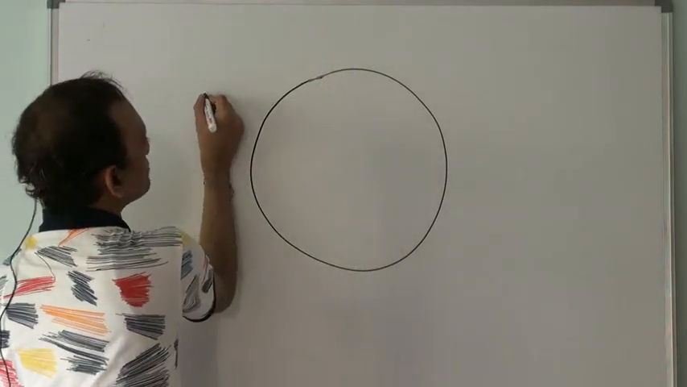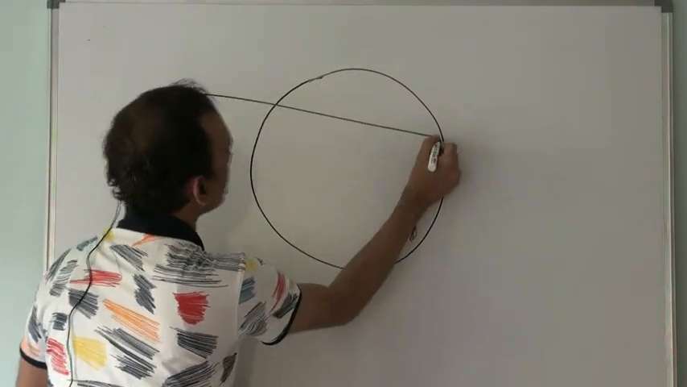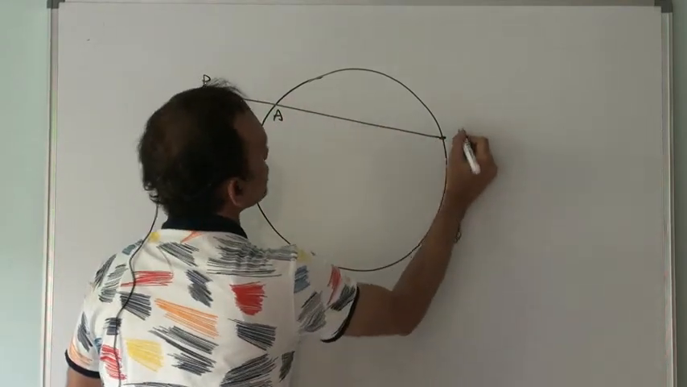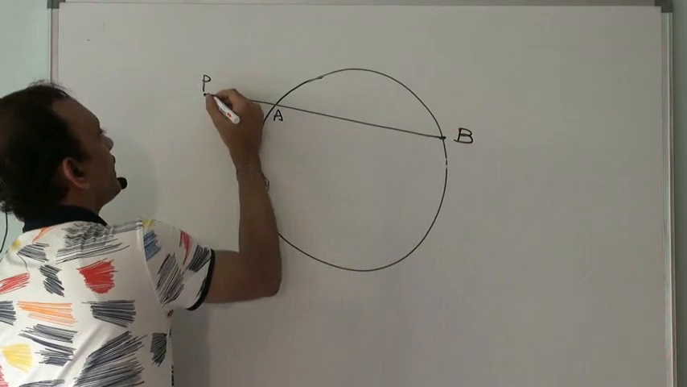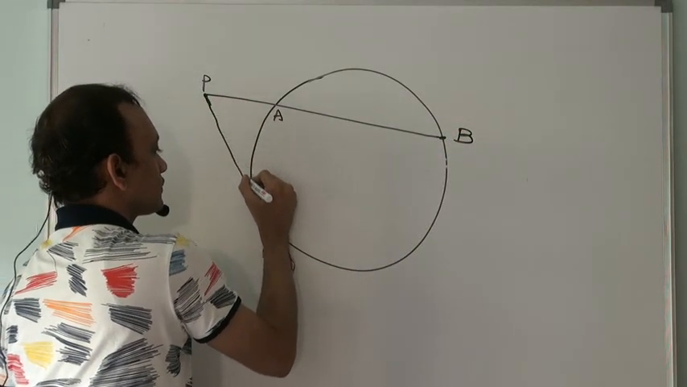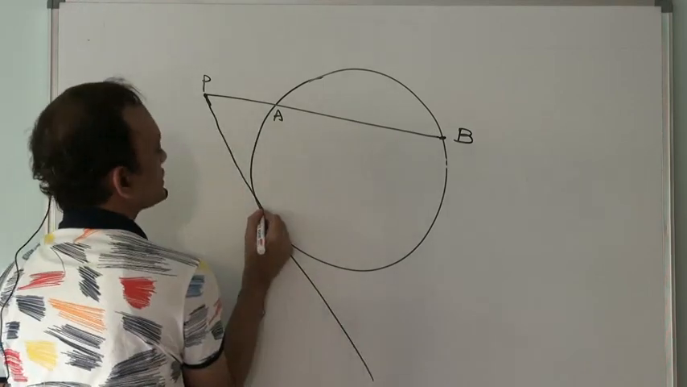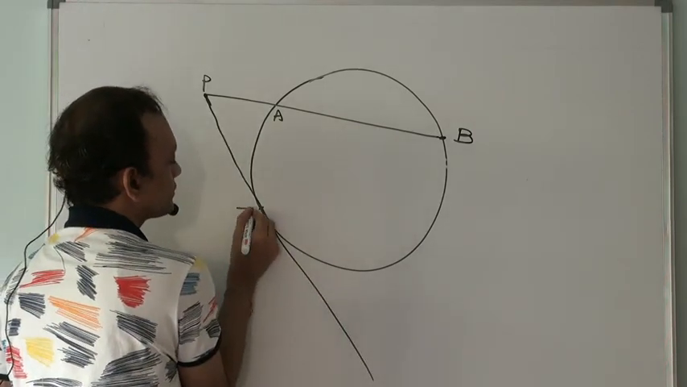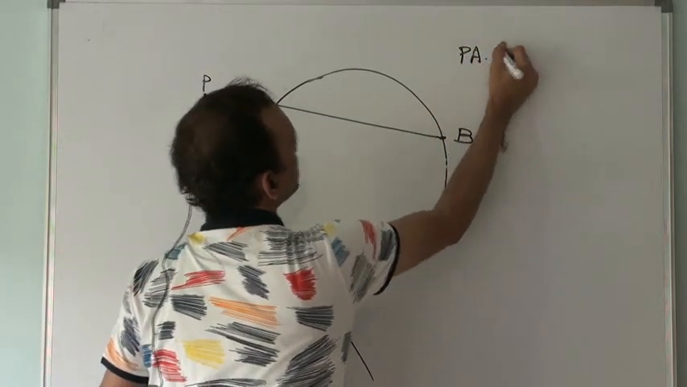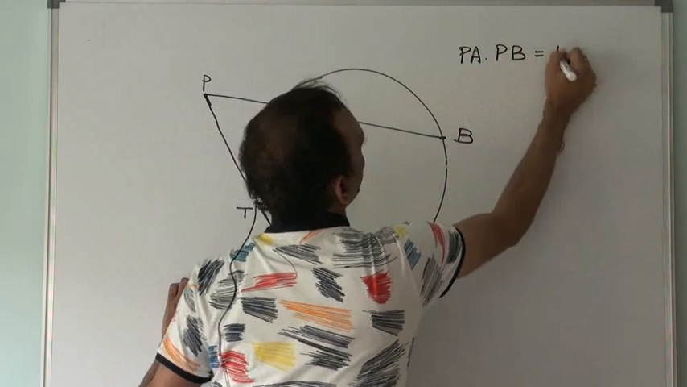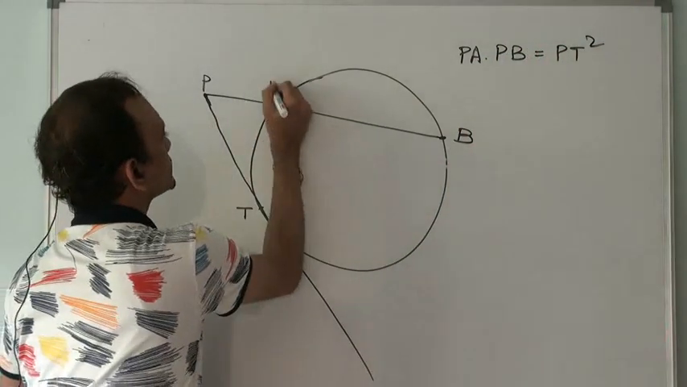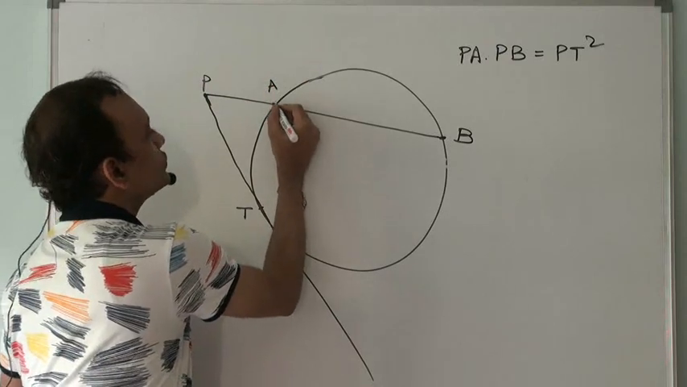Say this is a point P, and I draw a secant PAB and a tangent. Say this is a tangent PT. Then I want to show that PA into PB must be PT squared.